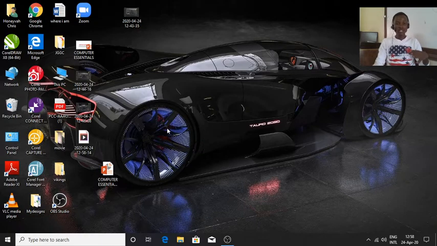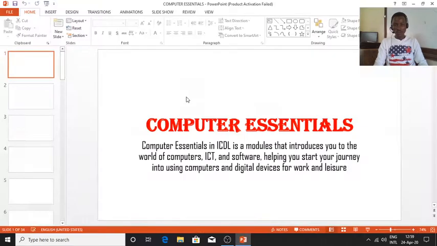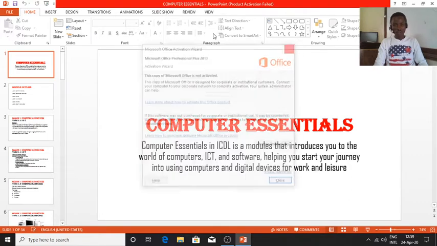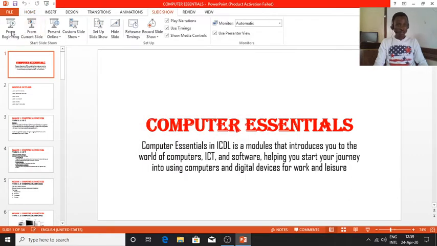So computer essential is the first module that you are supposed to start with when you're taking ICDL. Yeah. So basically, it's supposed. Okay, let me just open the presentation so that we see what we are talking about. Right, so slideshow from beginning.